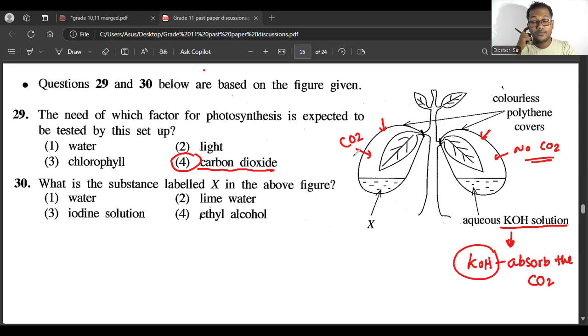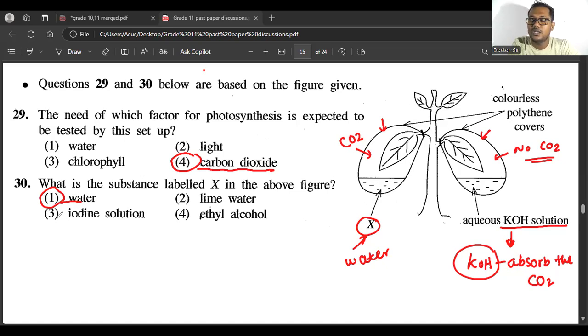So what liquid are we using here? We are not using a special liquid. We don't need any liquid, but we apply something here. So we can put water here. So X is going to be water. So the answer is now clear.